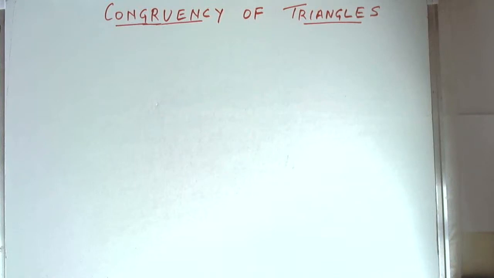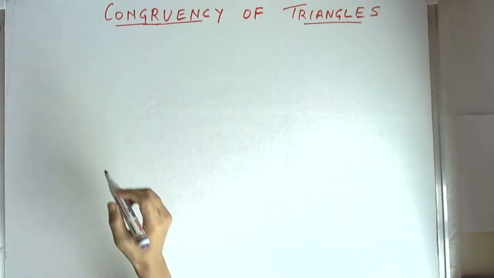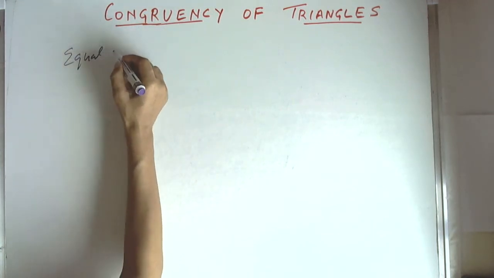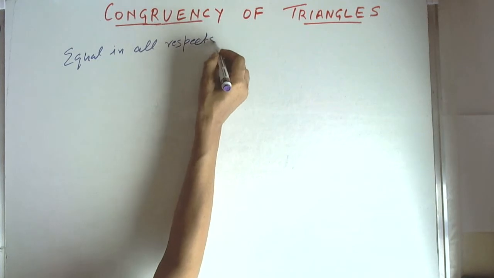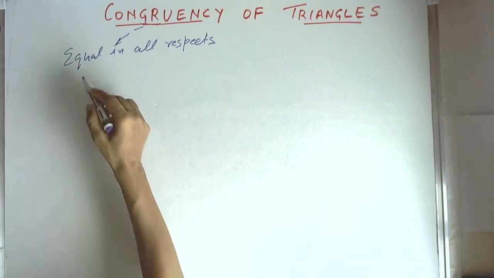In this video, we will learn what is congruency and also what are the different rules for triangles to be congruent. First of all, let us understand what is congruency. Congruency means identical, equal in all respect. The word congruency means equal in all respects.